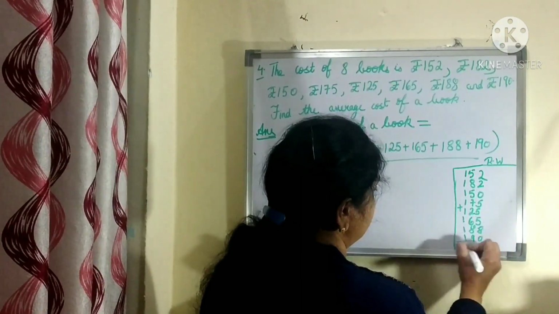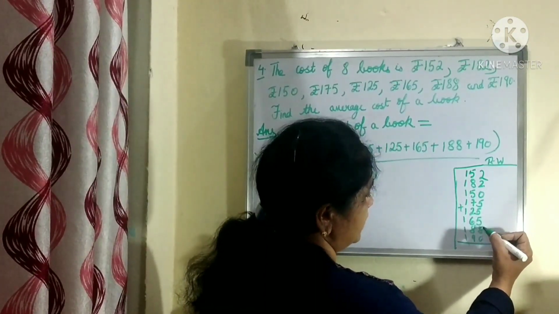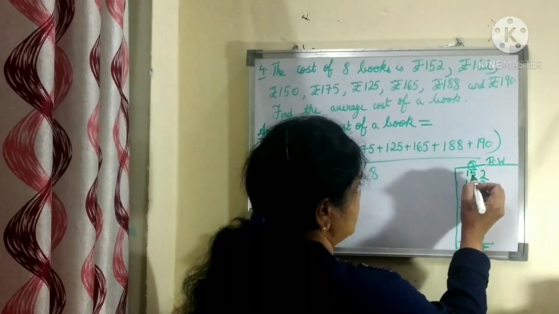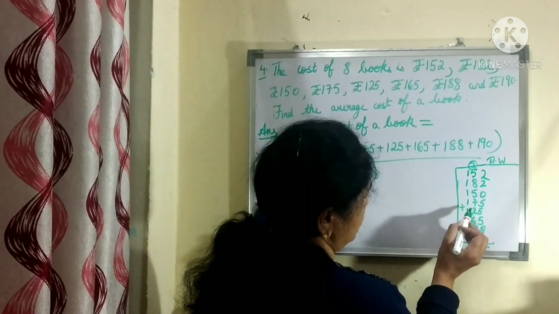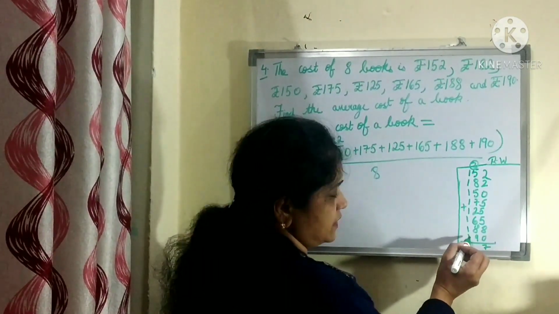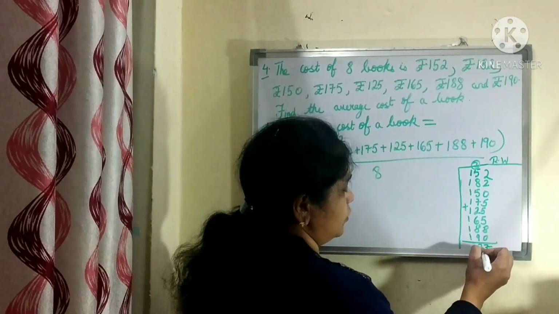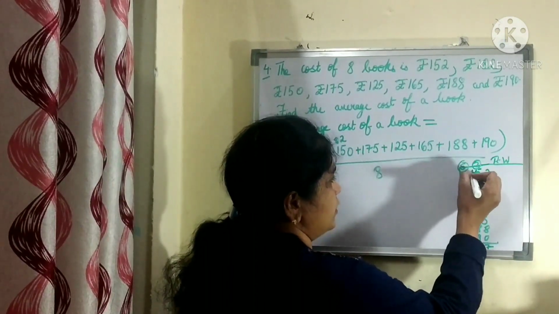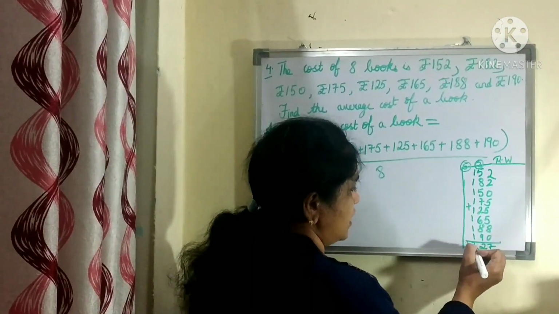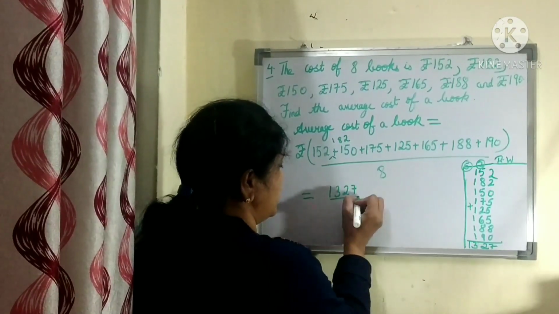Now when I added it, 2 plus 2 is 4, 4 plus 5 is 9, 9 plus 5 is 14, 14 plus 5 is 19, 19 plus 8 is 27. Carry over 2, 5 plus 2 is 7, 7 plus 8 is 15, 15 plus 5 is 20, 27, 29, 29 plus 6 is 35, 35 plus 8 is 43, 43 plus 9 is 52. 5 carry over, 5 plus 1 is 6, 6 plus 1 is 7, 8, 9, 10, 11, 12, 13. So the answer of addition is 1327 divided by 8.